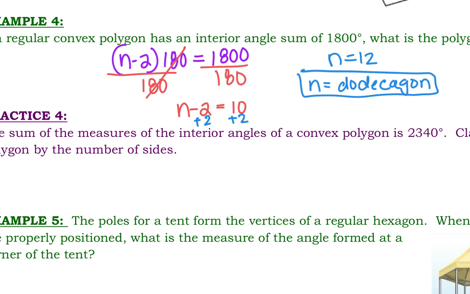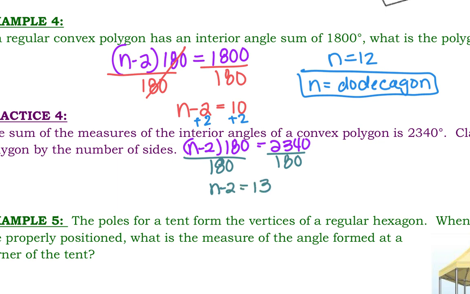All right, we take n minus 2 times 180. We should set that equal to 2340. What should be the first step? Divide. What do we get after we divide? Everyone agree it's 13? Yes? All right. What should we do next? Add the 2. Do we have a name for a 15-sided shape? No. So then this would be called a 15-gon because it does ask you to classify it.